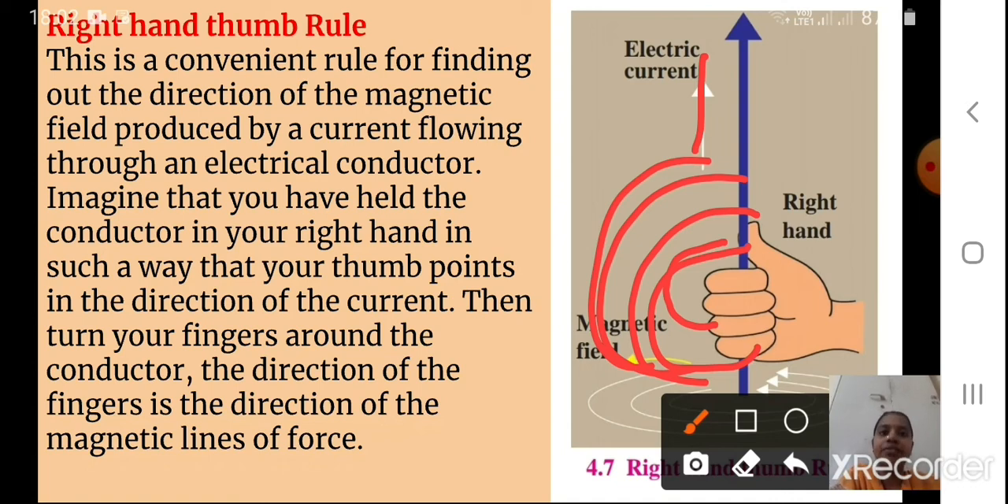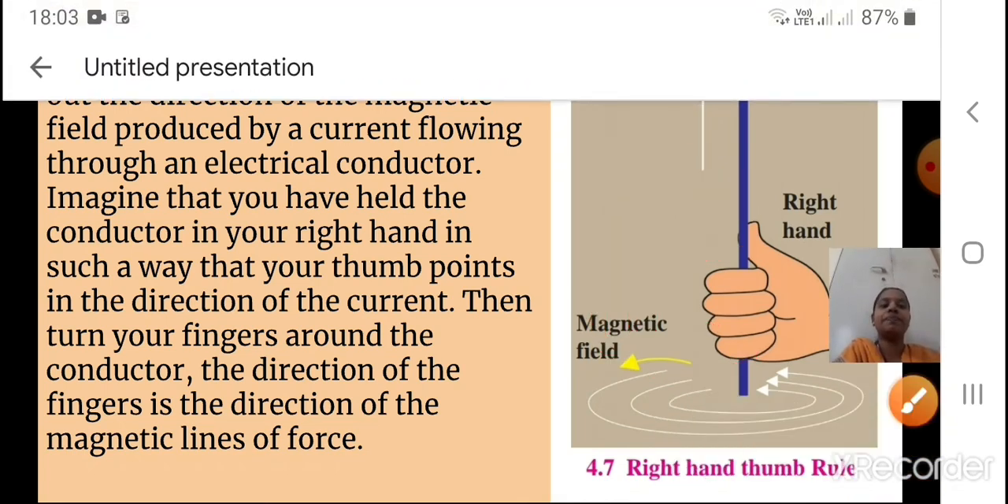Yes, we'll again read out what the rule is. Imagine that you have held the conductor in your right hand in such a way that your thumb points in the direction of the current. Then turn your fingers around the conductor. The direction of the fingers is the direction of the magnetic lines of force. Okay, students, I hope you understood this. Okay, we'll continue. Just a moment.